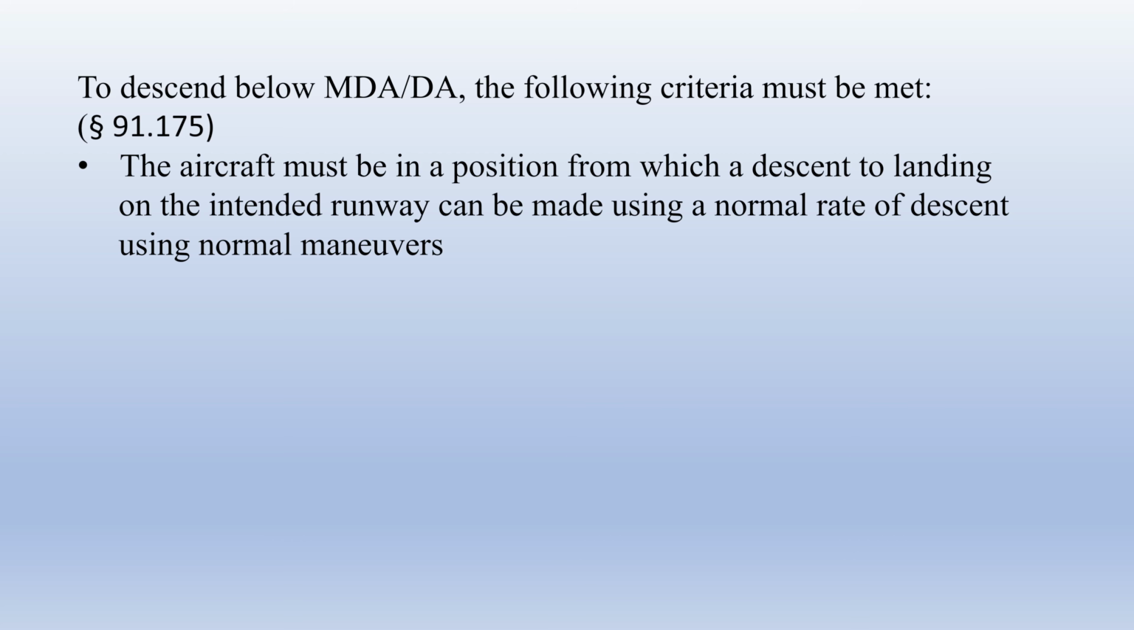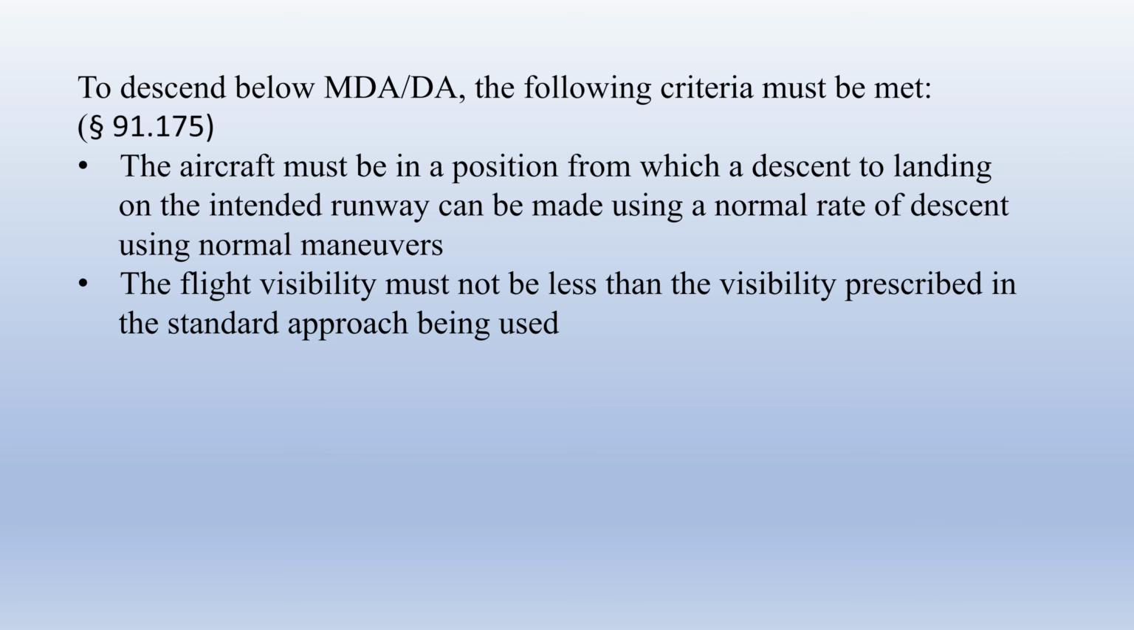Basically, if you're having to do something abnormal like a very high rate of descent or an extreme bank angle in order to make it from where you are to make a landing on the runway, then you should go missed approach rather than attempting that unusual maneuver. The second rule is that the flight visibility must not be less than the visibility prescribed on the standard approach that you're using. With the minimums, we have usually a ceiling, MDA or DA, and then a visibility minimum, and we'll look at those in depth here in a little bit. But the flight visibility cannot be less than what the visibility is on an approach plate.